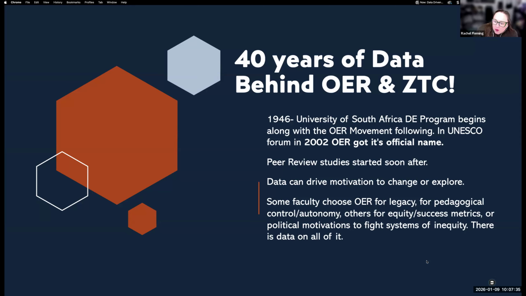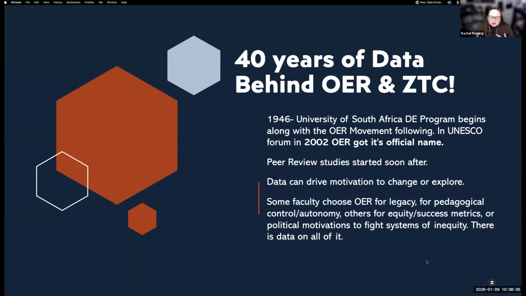The OER movement, or the open access movement, came about at the same time as distance education, in the 1946 South Africa DE program. It didn't get its official name though until 2002. It was when it got its official title, when it was really attached to the Creative Commons license. And soon after that, we had a whole bunch of peer-reviewed studies. So for about the last 26 years, we've had a ton of really hardcore peer review studies, but the open access movement has been studied since the 1950s, and it's been around for quite a while.